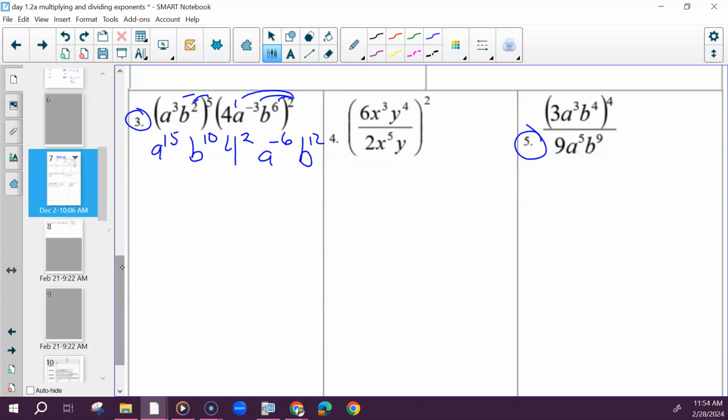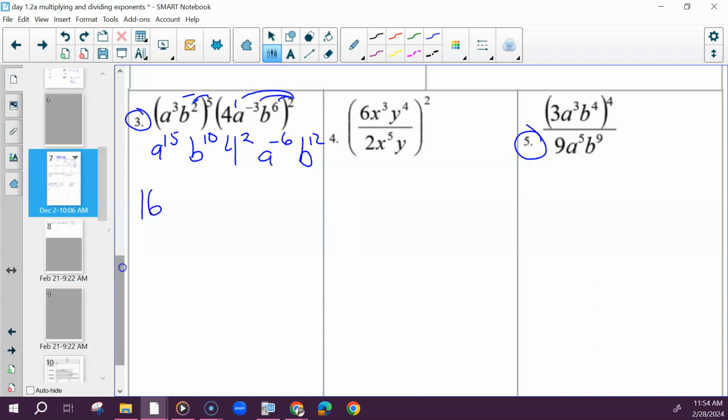What did you say? You could move them together if you want. It's not a necessary step. We should probably find 4 to the power of 2. Sure, we can do that. 4 squared is 16. Put it out front.